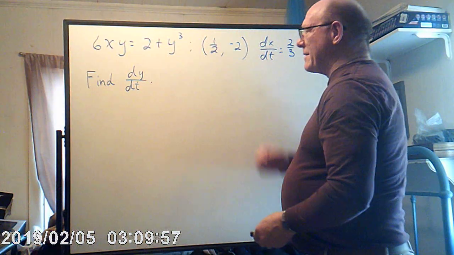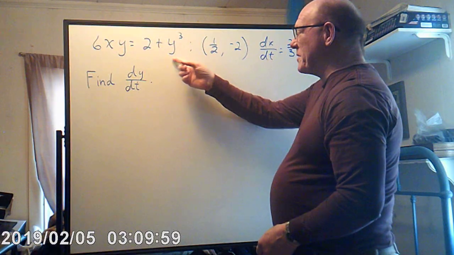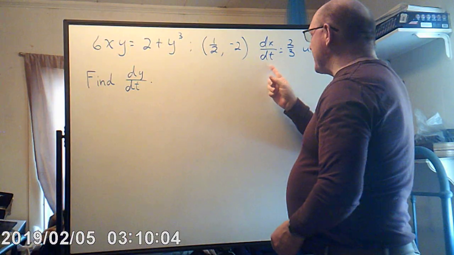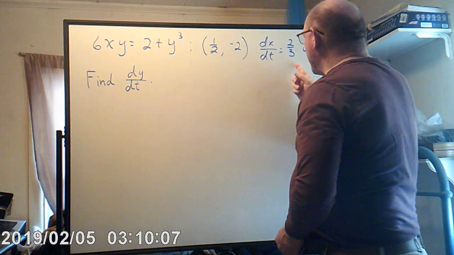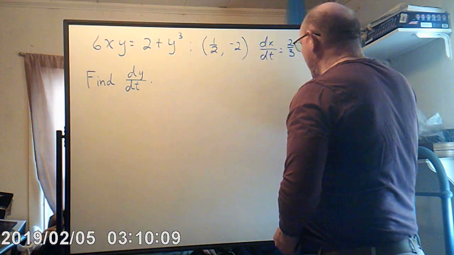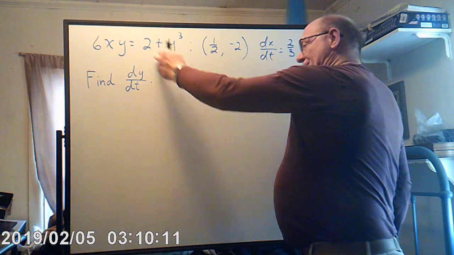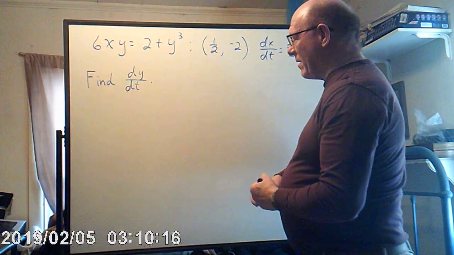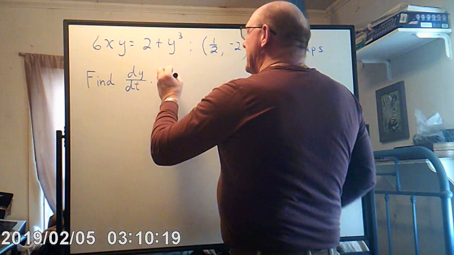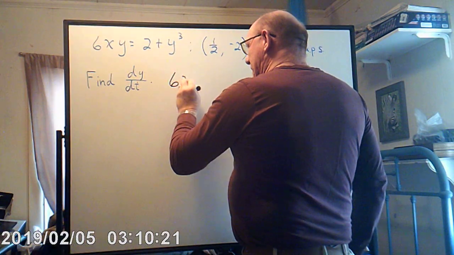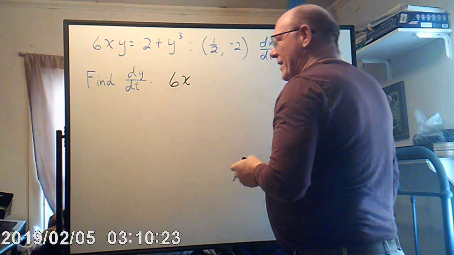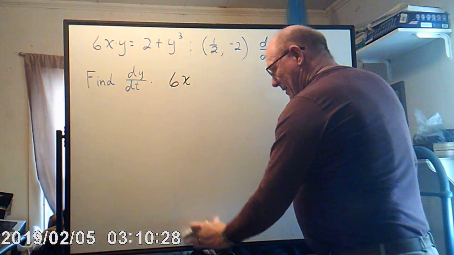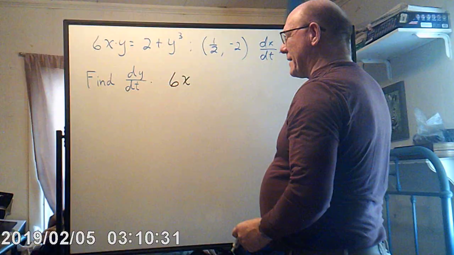Now, let's take a look at this. Now, we had 6xy equals 2 plus y cubed. At the point (1/2, -2), dx over dt is 2/3 units per second. Okay, so we're going to find dy over dt in units per second. So let's start with the problem itself. This is 6x. Now, I think I'm just going to go ahead and take the derivative since I'm low on space here.